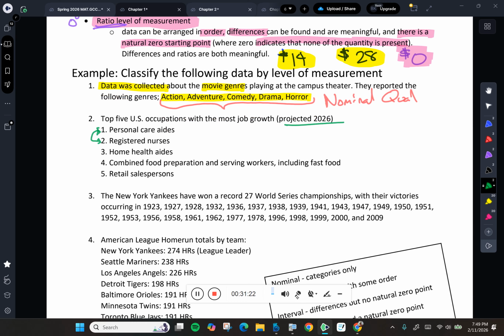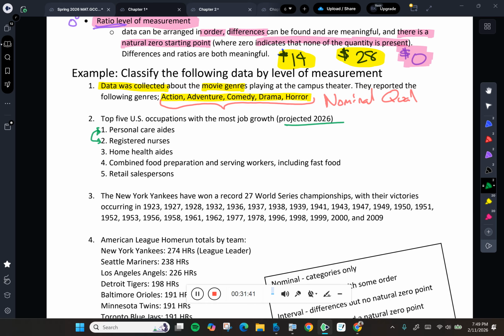Between those two, how much better is 1 than 2? Can I subtract and figure it out? Can I make a ratio and figure it out? Or is personal care just more than nursing? I don't know. I can't tell how much more. I can't make a subtraction and make sense out of that. I can't make a ratio.